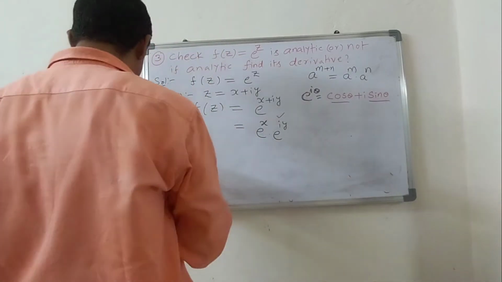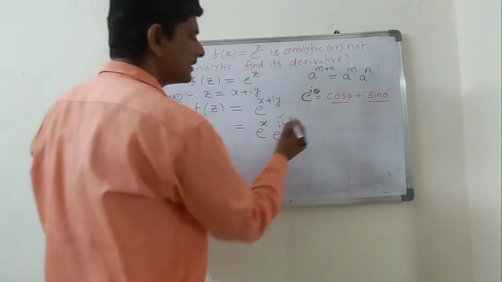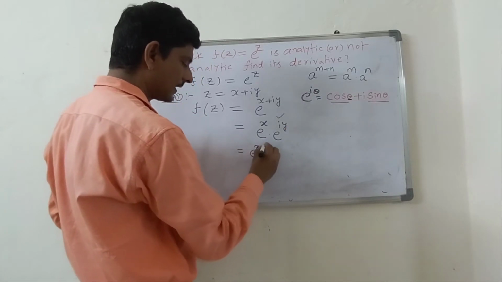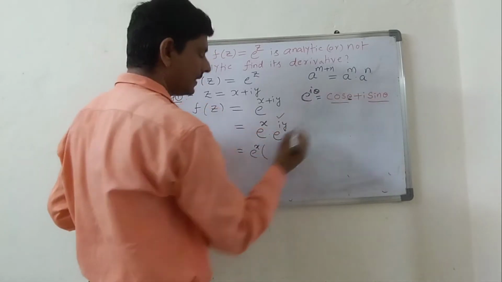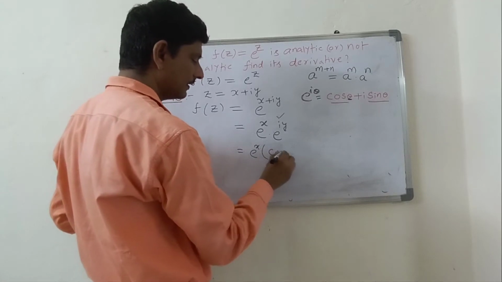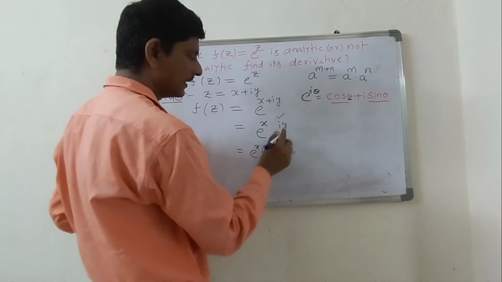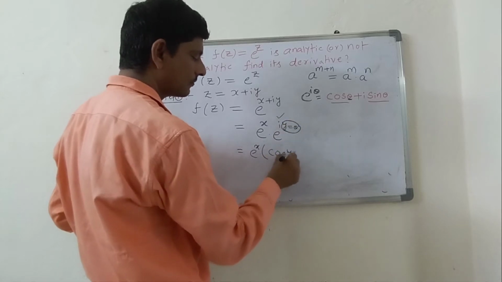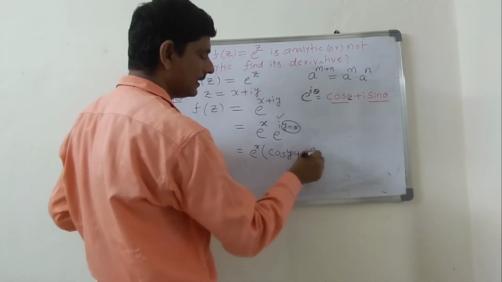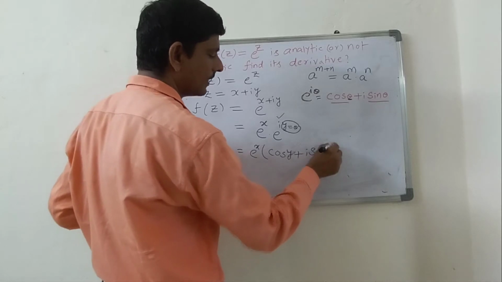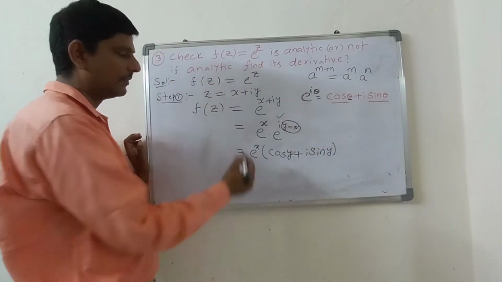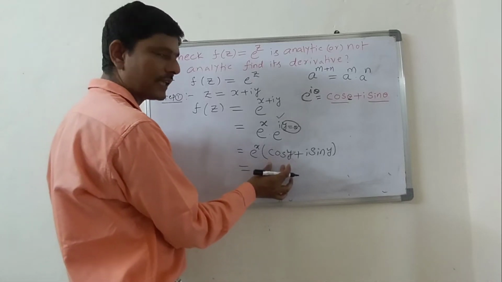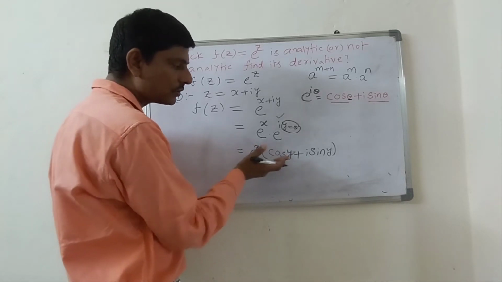So here what is in the place of theta? y. So e power x into cos theta plus i sin theta. That means cos y, in the place of theta here it is y, so cos y plus i sin y. It can be written like this. Now is it in the form of u plus iv? Yes, it is closer to the form u plus iv.